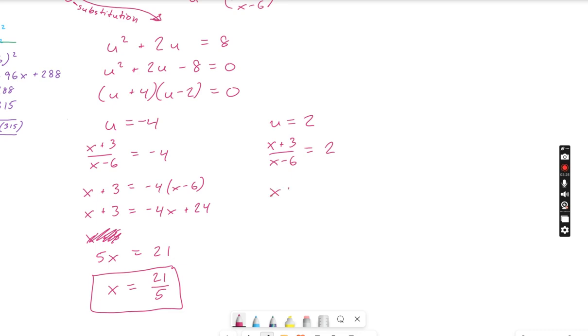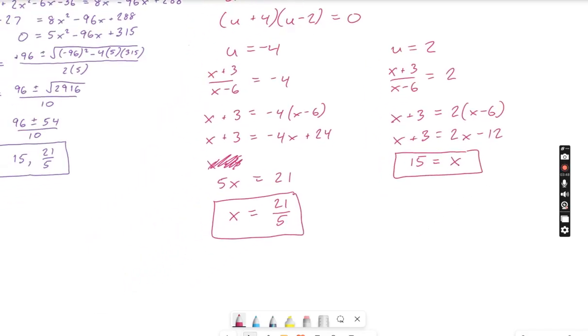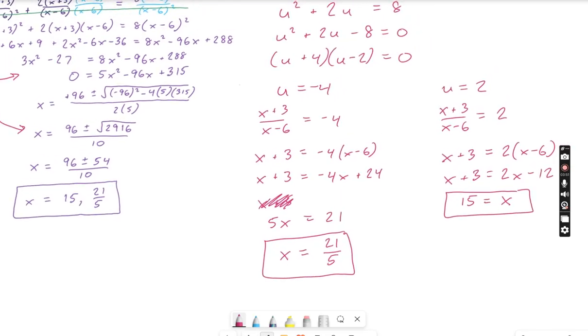Next solution, I multiply by the denominator. x plus 3 equals 2 times (x minus 6). Then I get x plus 3 equals 2x minus 12. Okay. I subtract an x over to the side, add 12, and now I'm at this stage. So there's my two solutions. Double check real quick just to prove ourselves on the level here. These are the exact same solutions we got by the traditional approach, but a lot less work.